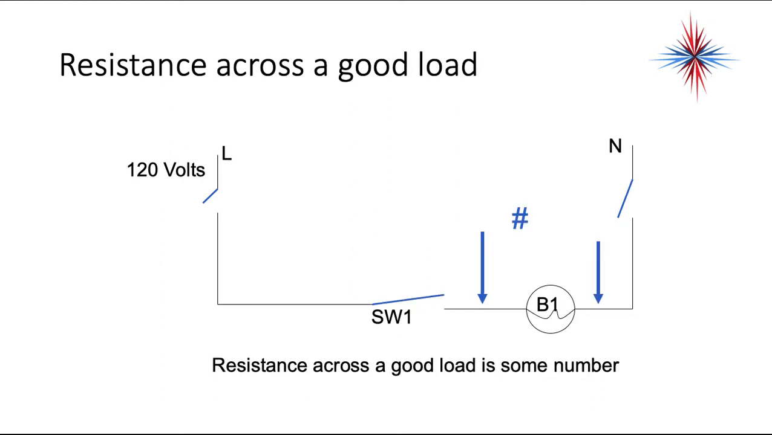Resistance across a good load is some number. It's going to vary depending on the load. Resistance across an open load is OL, or infinity.